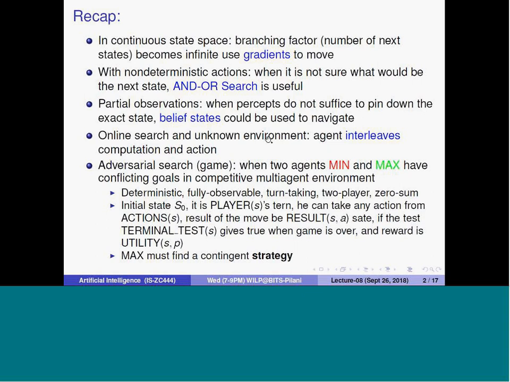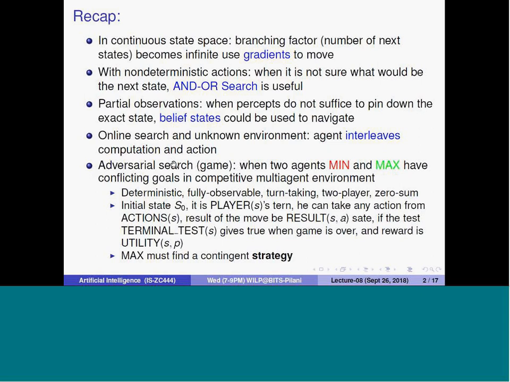Online search, in an unknown environment, is a very important thing where you interleave: you first take the action, see what the output is, mixing perception and action so that at the end you discover what is there, and then you build the model and find the solution. Then in the last class we came to adversarial search. That is also a very important thing.